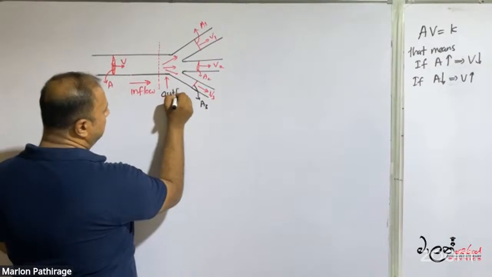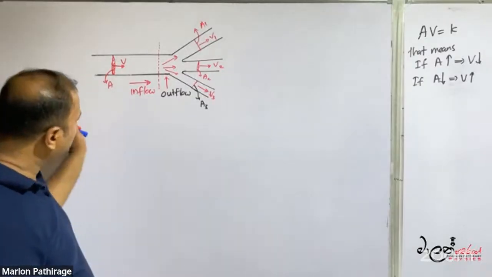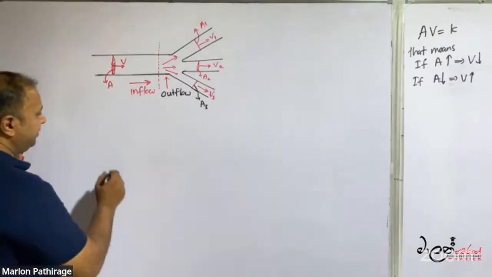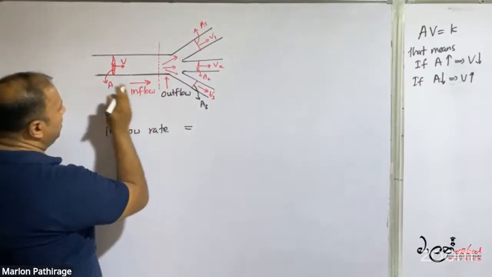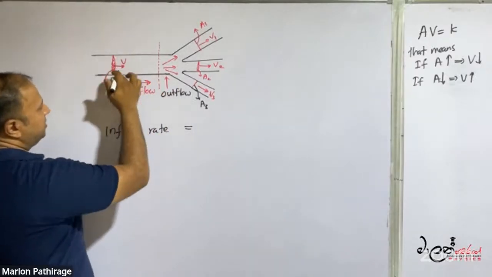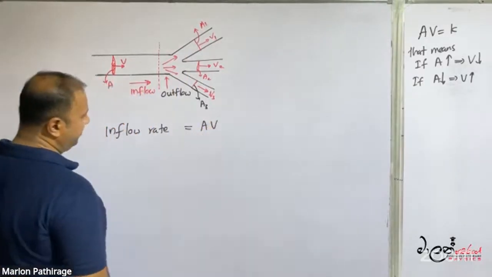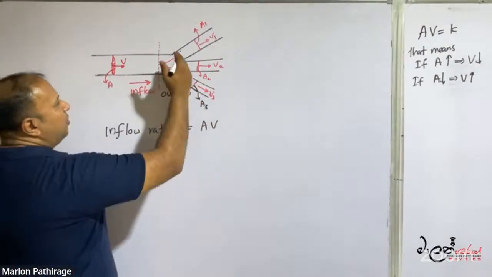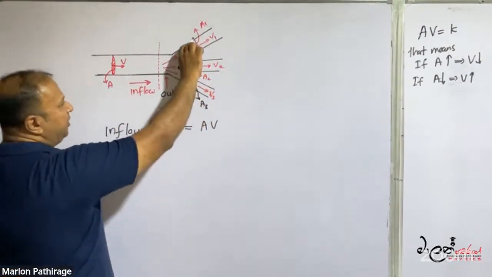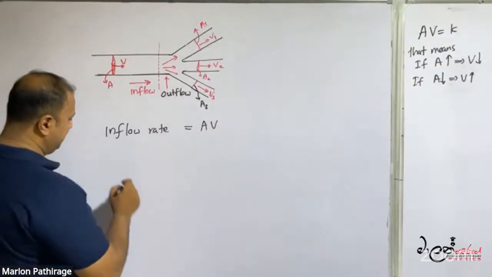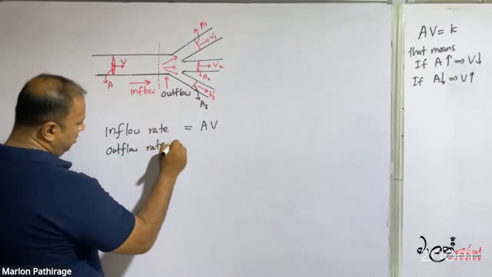Now, the inflow rate, that is A into V: cross section area A, velocity V, therefore that should be A into V. And now the output rate through the first tube is A1 V1. Outflow rate.